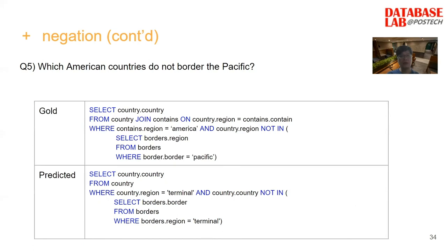This slide shows query results for Q5. Which American countries do not border the Pacific? Actually, this query involves negation plus complex joins. If you look at the gold query, it utilizes not in. Also, the predicted one also utilizes not in. However, this complex join relationship is not captured in the predicted one.